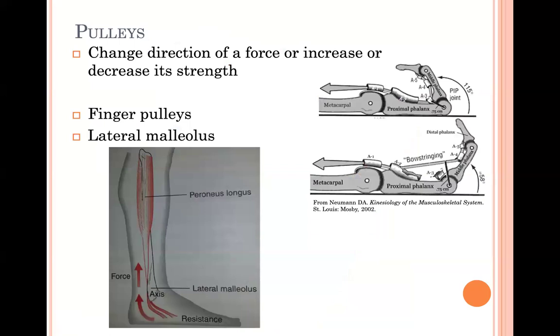So we're going to talk about pulleys, which is a change in direction of a force or increase or decrease in its strength. So think of finger pulleys. So what you're going to do is you can have your hand supinated and you can kind of see your finger as you move it up towards your wrist. So finger flexion, you're going to see that finger pulley, and then your lateral malleolus as well.